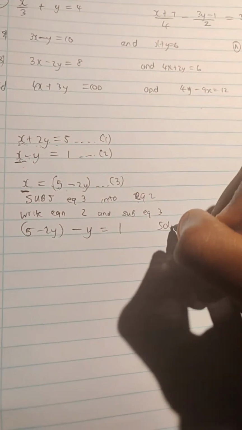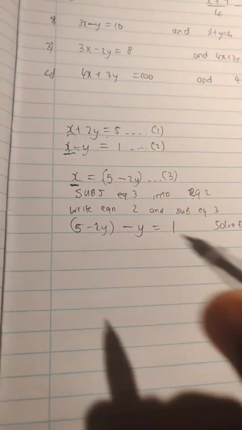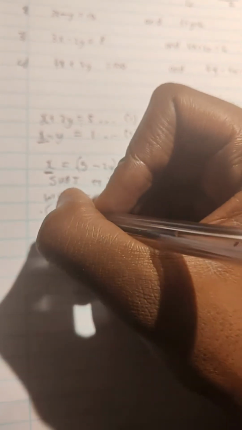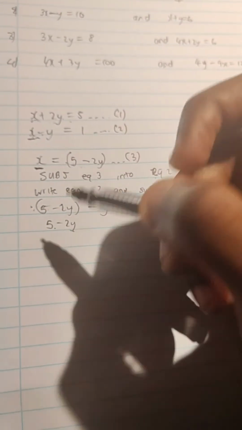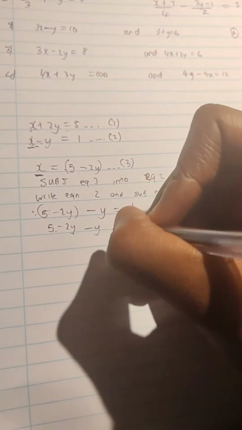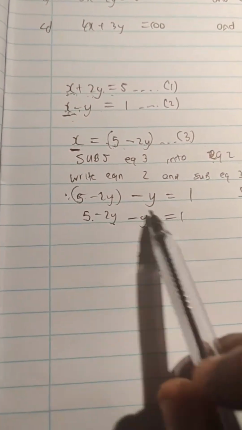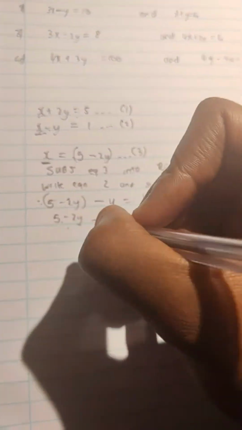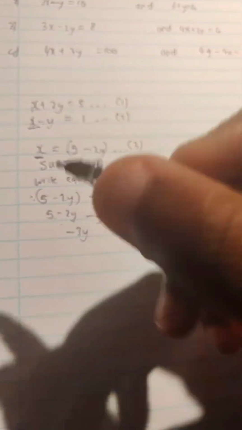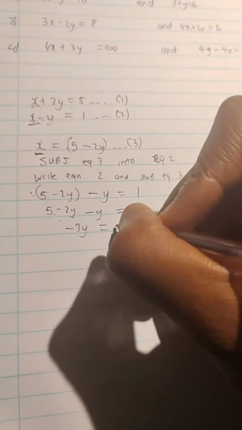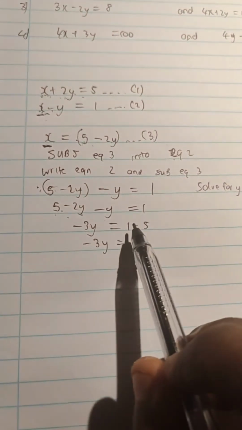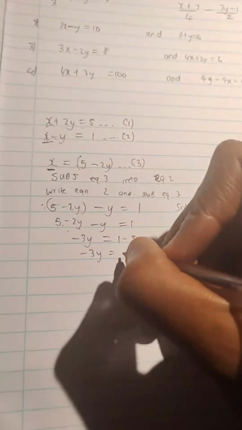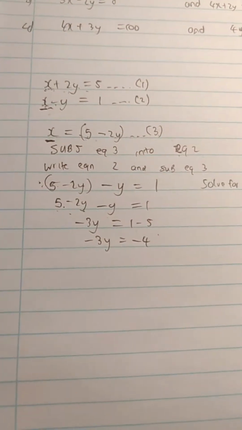Now we can solve for y. When we do, remove the brackets: I take the 1 that's outside, distribute it to the 5, it becomes 5. Take the 1, distribute it to the negative 2y, it becomes negative 2y. Then we say minus y is equal to 1. Negative 2y minus y is negative 3y equal to, we take the 5 over, 1 minus 5. So negative 3y is equal to what? What's 1 minus 5? 1 minus 5 is negative 4.